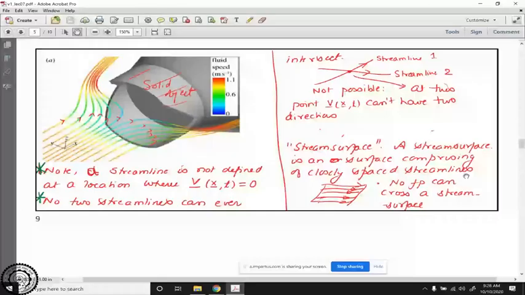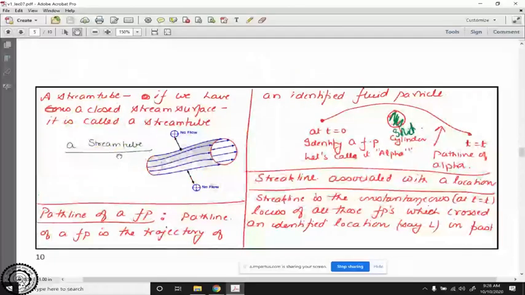So that surface, which will be made with these closely spaced streamlines, will be a stream surface. If we have a closed stream surface, it's called a stream tube, for example, like this. Again, these do not exist, of course, in reality. There is no tube. In flow, there are only particles moving, but for flow visualization, these aids are used.